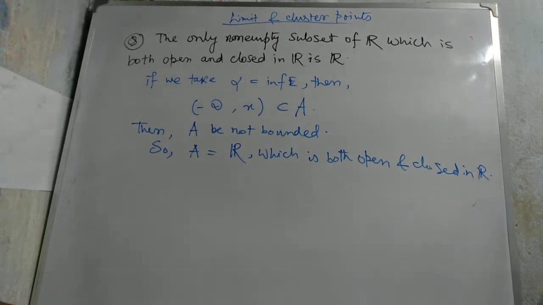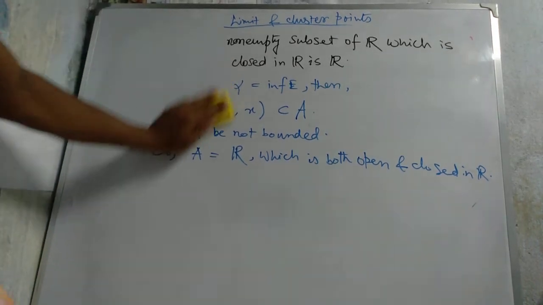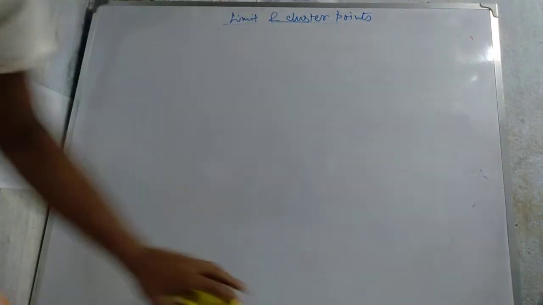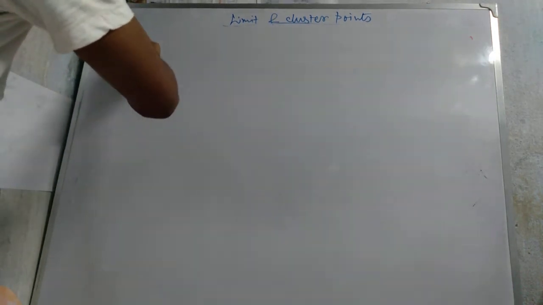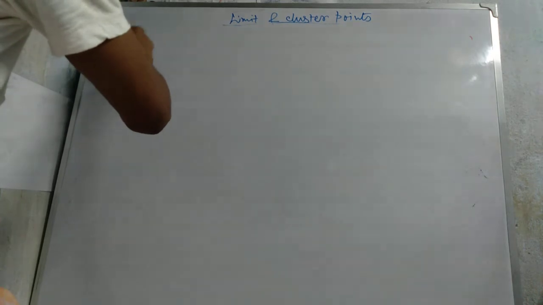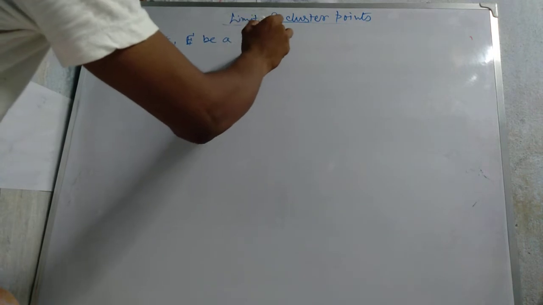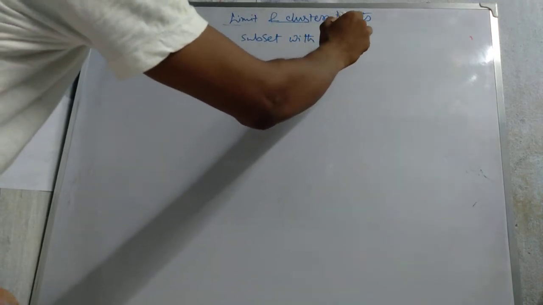now we're going further. We also discuss another problem. Let E be a subset of a matrix space with the following property.